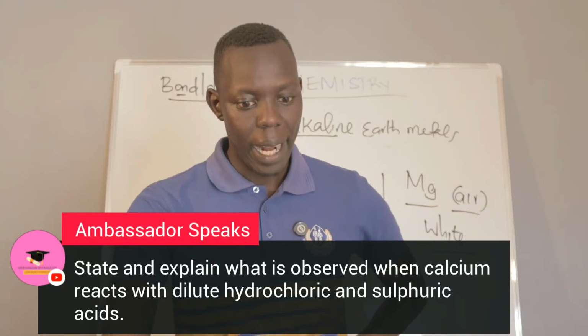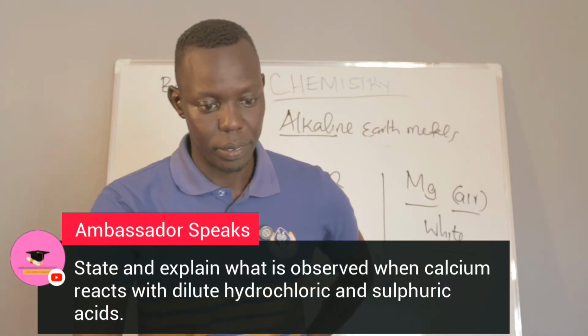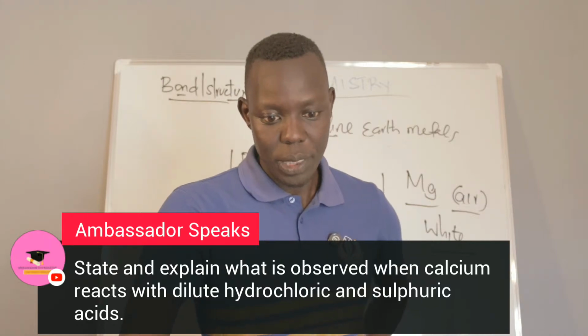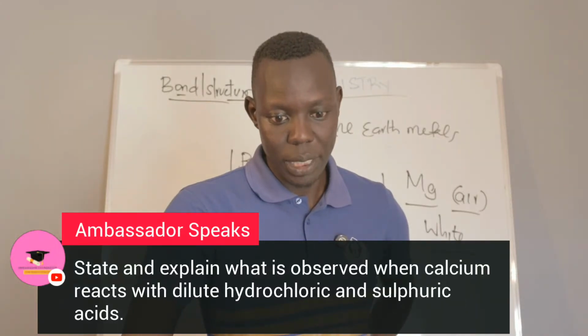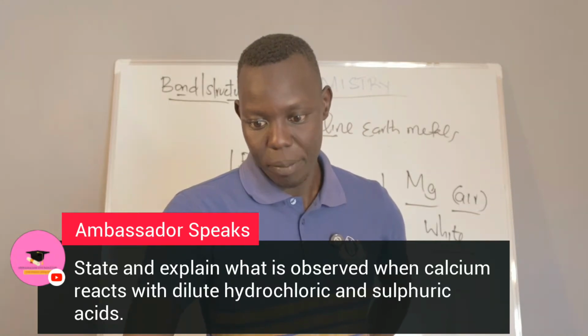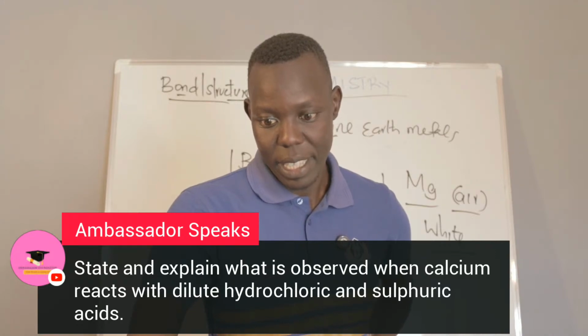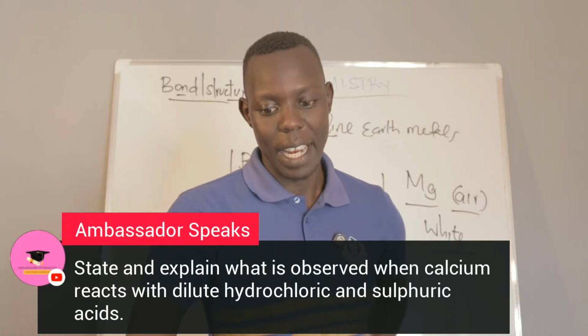Uses of alkaline earth metals and their compounds. We will go very fast. I will give one use and you will see it being displayed. The first use: magnesium is used in the manufacture of magnesium hydroxide, which is used as an antacid medicine, because it is non-toxic. That is the first use of alkaline earth metals.